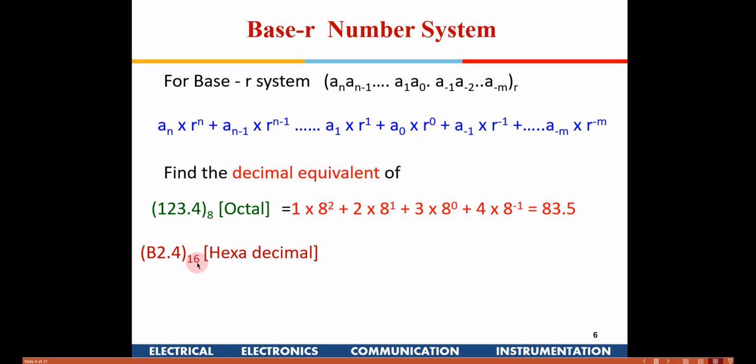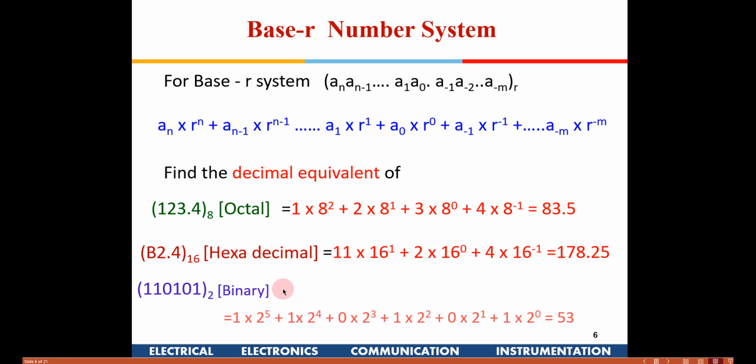If I have to convert it into a decimal number, so it is 2, so 2 into 16 to the power of 0. Then B is what? 11, right? A is 10 and B is 11, so 11 into 16 to the power of 1, and then I have 0.4, so 4 into 16 to the power of minus 1, that is 4 divided by 16, so I get 178.25.